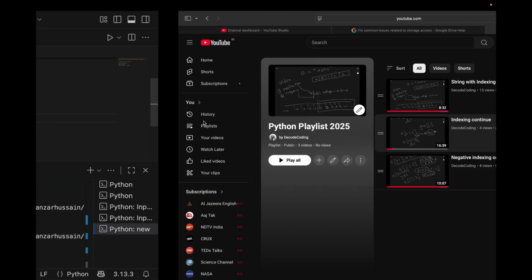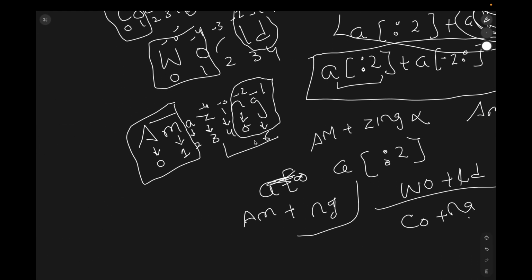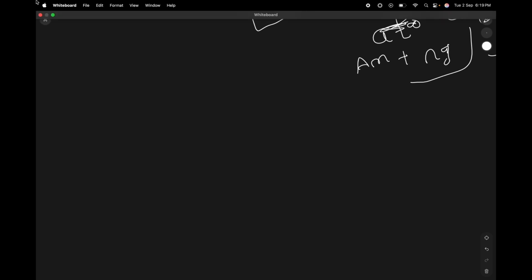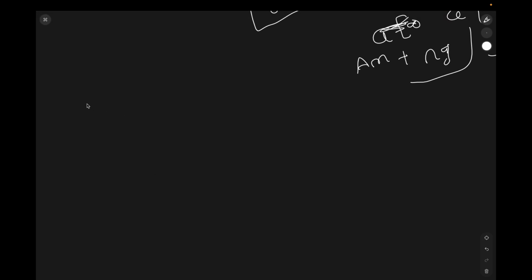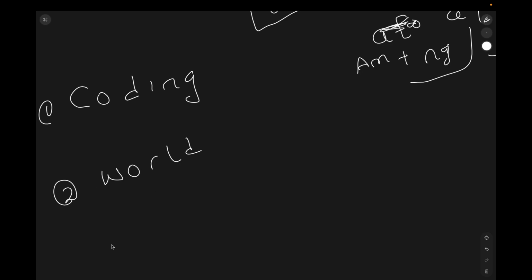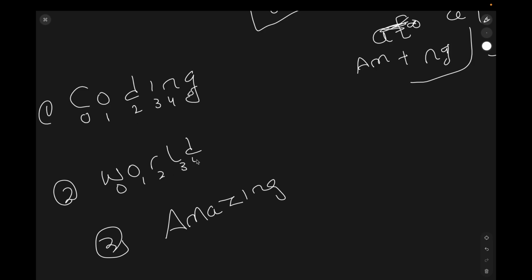Let's say one more combination I can show you here. The combination will be something like this, and that's also a valid one. If you just want to use the positive indexing, let's say we take only these three words. I will say coding, CODING. The second word I will be taking is world, WRLD. And third I'll be taking is amazing. Let's go with the positive indexing only. I will say 0 1 2 3 4 5, 0 1 2 3 4, 0 1 2 3 4 5 6, right?